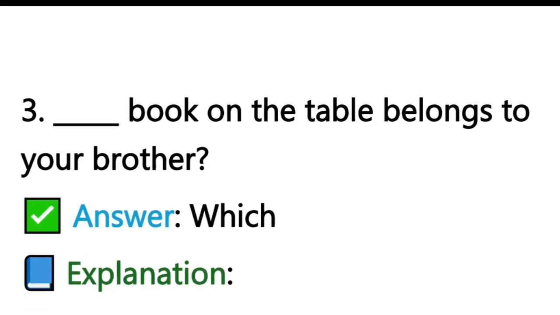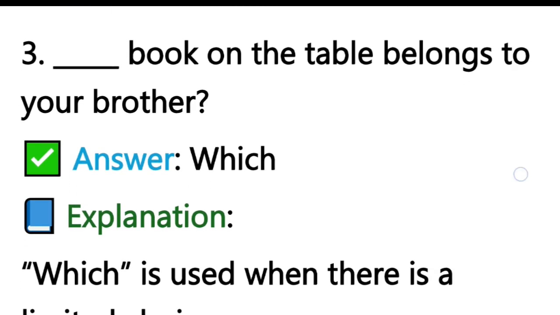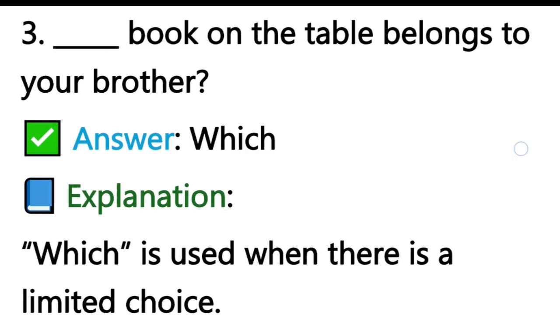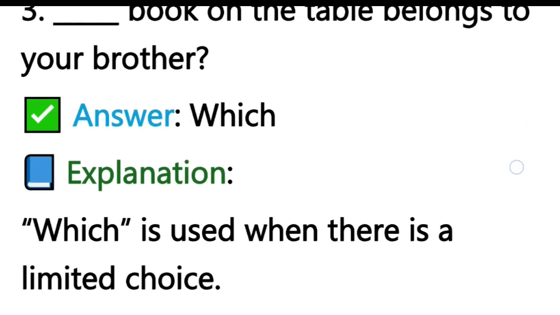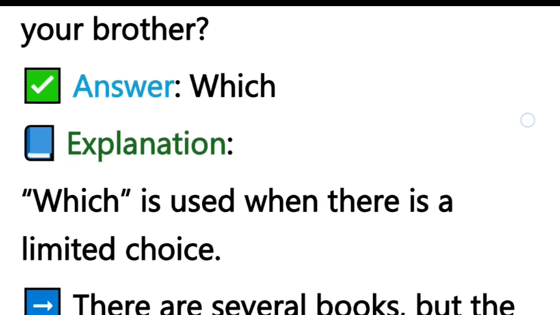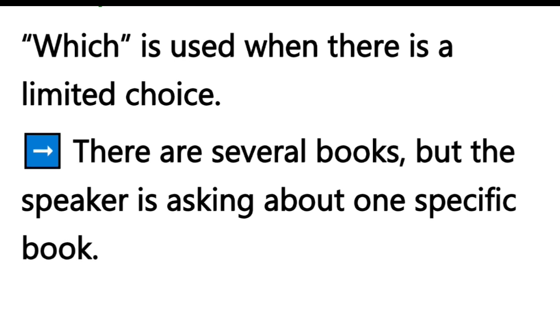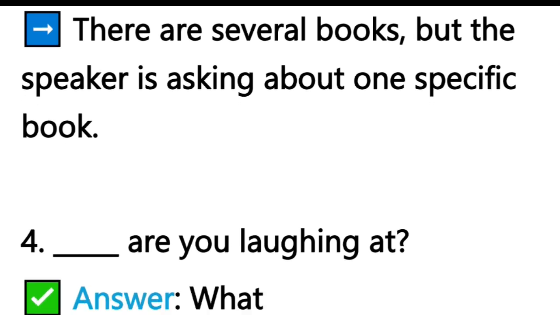Now let's talk about question number 3, which says, dash book on the table belongs to your brother. And answer will be which. Which book on the table belongs to your brother? So we have used which. It means there might be some books on the table, the choices are limited. That's why we have used which. There are several books, but the speaker is asking about one specific book, and those books can be counted. They're limited in number, so we have used which.